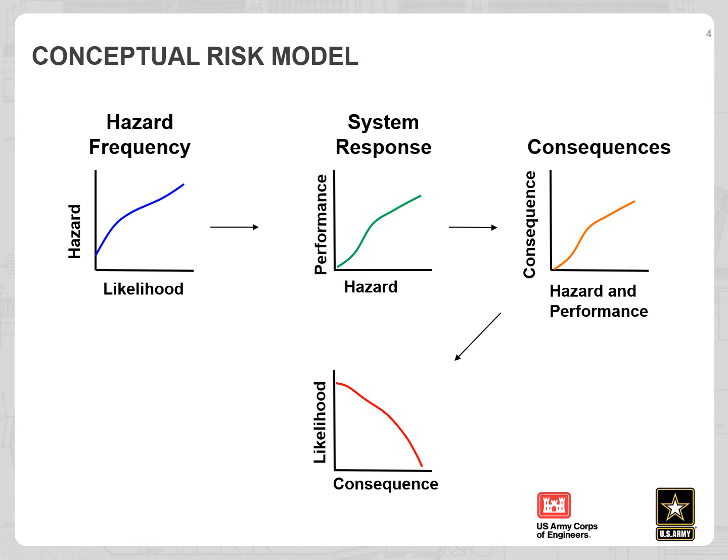Here's a conceptual risk model. In the conceptual risk model, we have our hazard frequency, our system response, and our consequences. All of those are combined to come up with our likelihood of a given consequence. And that can get us our estimated annual consequences and so on.